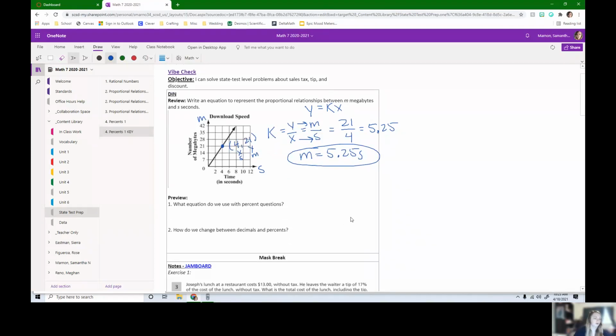For our preview, number 1, what equation do we use with percent questions? And number 2, how do we change between decimals and percents? So pause the video and see if you can answer these 2 questions on your own.